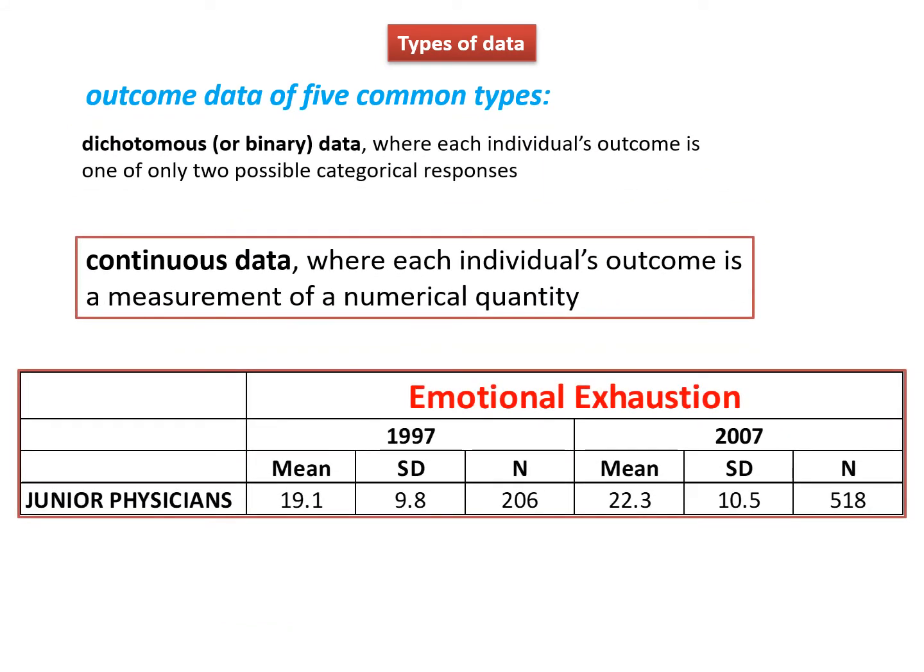Moving on now to continuous data, where each individual's outcome is a measurement of a numerical quantity. Let's say that we are comparing the scores of emotional exhaustion amongst 206 junior physicians in the year 1997 with the respective scores of 518 junior physicians in the year 2007 after certain changes in their working conditions. We need to insert the relevant data of each study in our spreadsheet database as depicted in the table. We will need the mean value, the standard deviation, and the total number of participants.